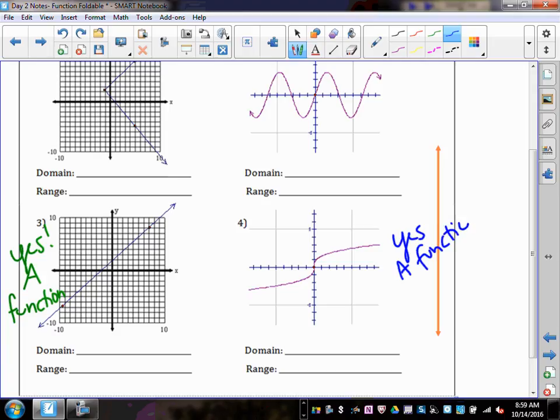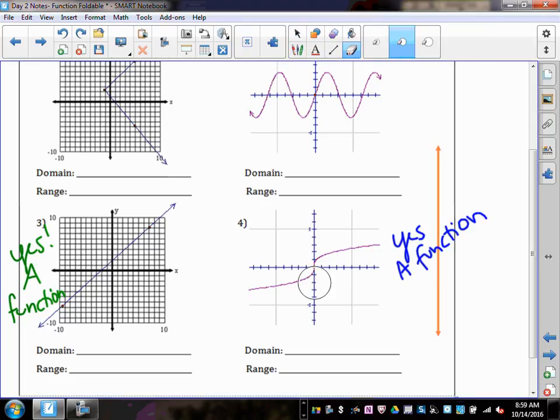So then, how can I change my graph of 4 so it's not a function? What could I do? Yeah, make it, instead of this going over there, make it like that. It fails the vertical line test. So if I were to do this, it would not be a function.